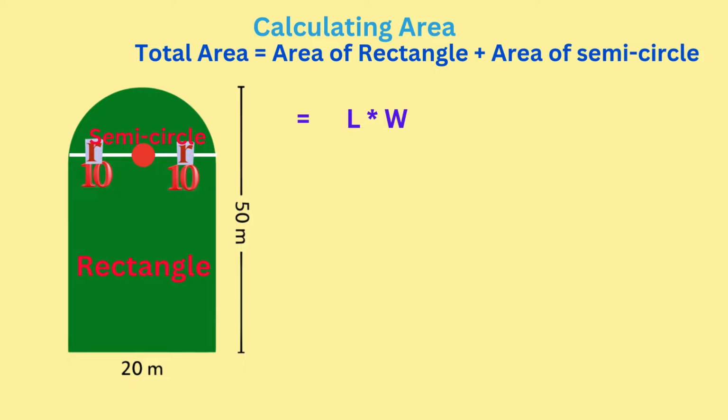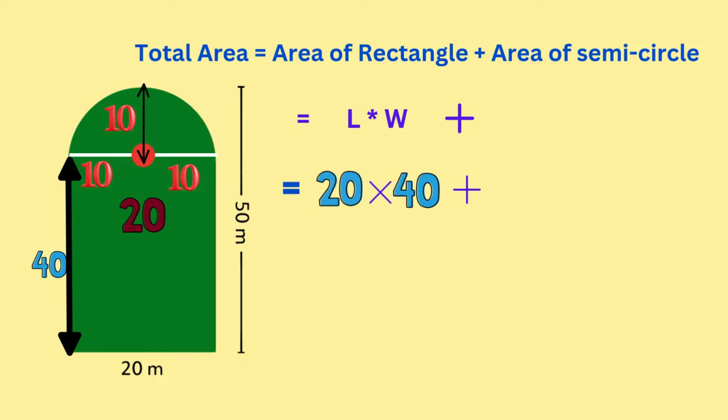Recall that the radius of a circle is the distance from the center to anywhere on the circumference. Therefore, the distance from the center to the highest point on the circumference of the semicircle is also 10 meters, since this distance also represents the radius of the semicircle. If we subtract this distance from the 50 meters, we end up with the length of the rectangle, which is 40 meters. This therefore means that the area of the rectangle is 20 meters times 40 meters, which gives us an area of 800 square meters.